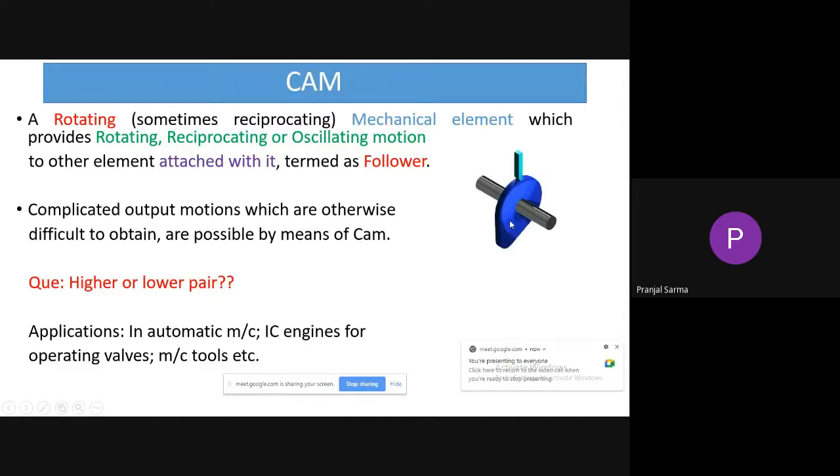Okay. So now what happens? Sometimes what might happen, just like in the case of an IC engine valve operation. So now what happens in the suction stroke? The intake valve should be open actually, right? So in the meantime, the air-fuel mixture should enter inside the combustion chamber, and after that, during compression, what should happen to the valve? Should it remain open or should it remain closed?